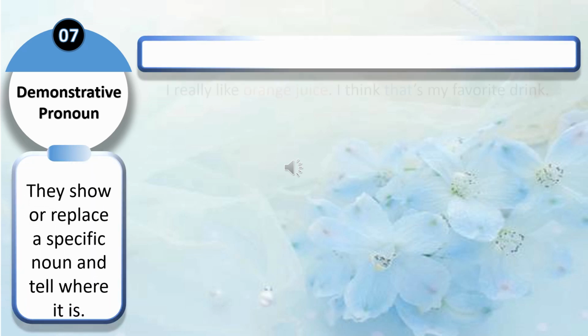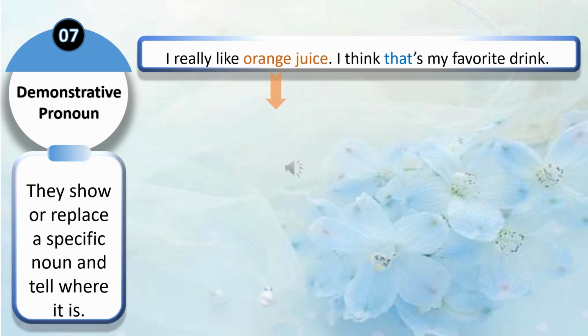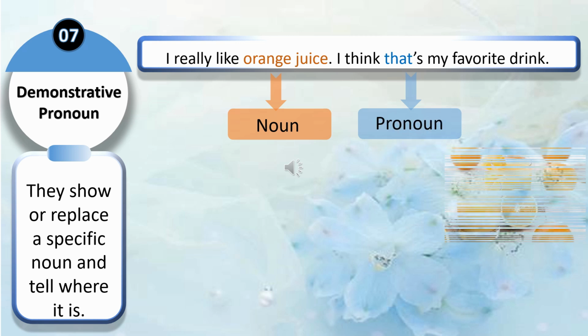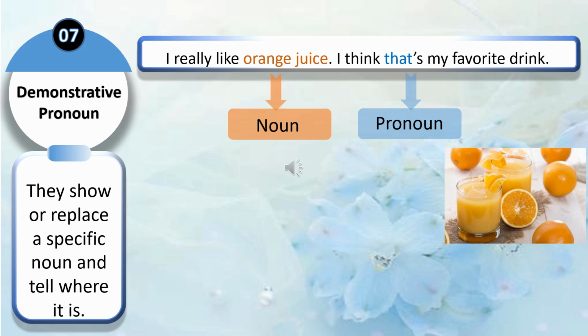I really like orange juice. I think that's my favorite drink. Antecedent: orange juice, the noun being replaced. Demonstrative pronoun: that's, short for "that is," refers back to orange juice and emphasizes it. The pronoun "that" replaces the antecedent, orange juice, to avoid repetition.